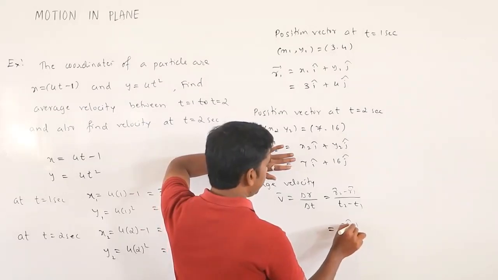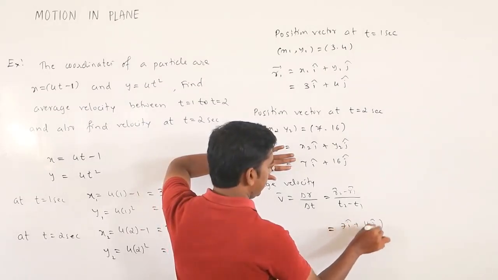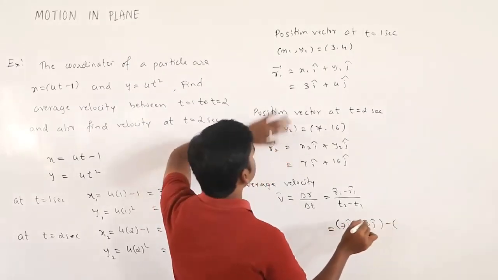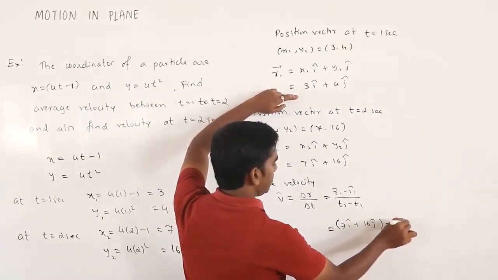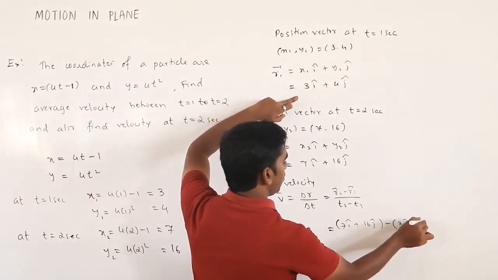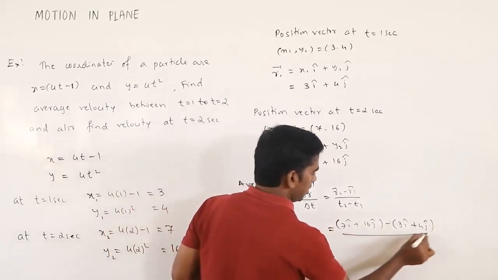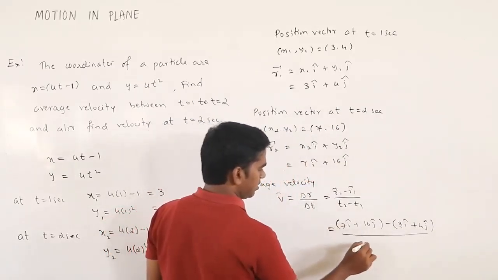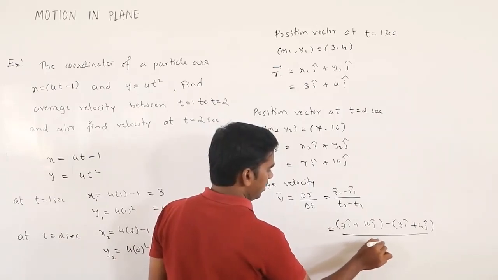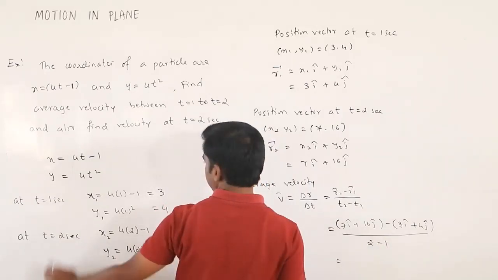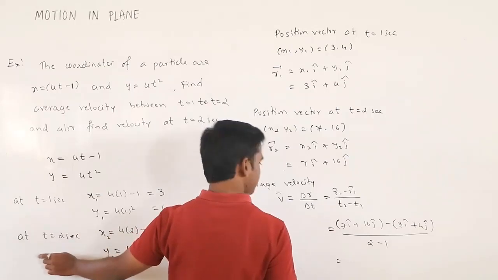Okay, so what is r2 minus r1? 7 i cap plus 16 j cap minus 3 i cap plus 4 j cap. Okay, so you can find delta separately also, that is not an issue. What is t2 minus t1? t2 is 2 and t1 is 1. Okay, t equals 1 second and 2 seconds.